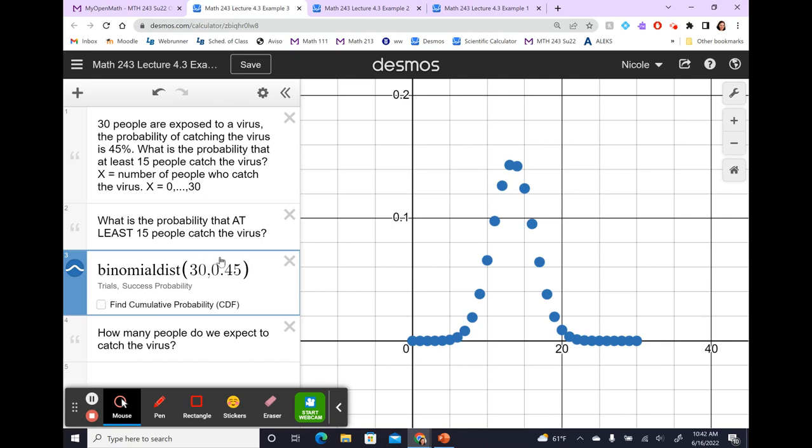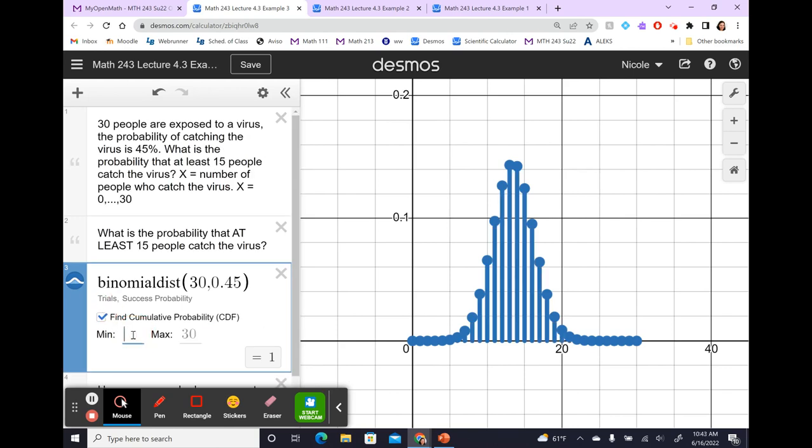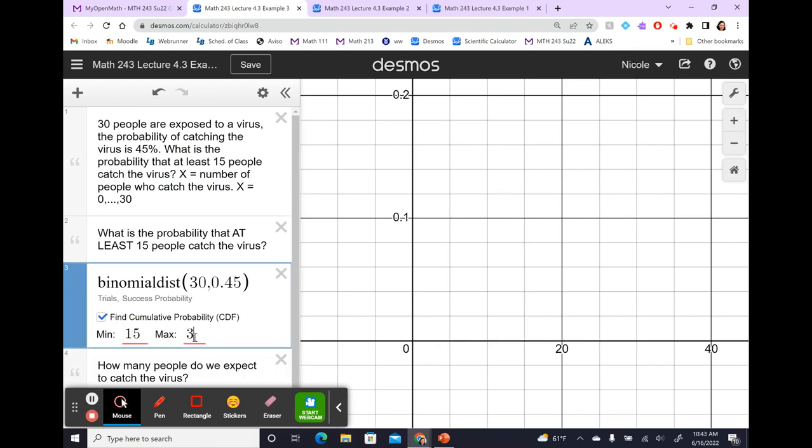There it is. And it's pretty similar to tossing a fair coin, because with a 45% chance, you've got pretty close to a 50-50 chance. So it's a little bit symmetric, a little skewed to the left. You can see it's a little less likely to get it than to not get it. All right. And we want to know the probability that at least 15 people catch the virus. Not exactly 15. If we wanted exactly 15, that would be about 12.4% or 0.124. We want at least 15. So that means 15 people or 16 people or 17 people, up to 30 people. All right. So we're going to go from 15 up to 30.